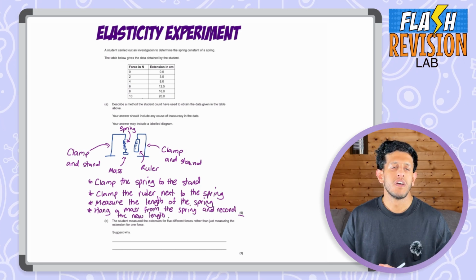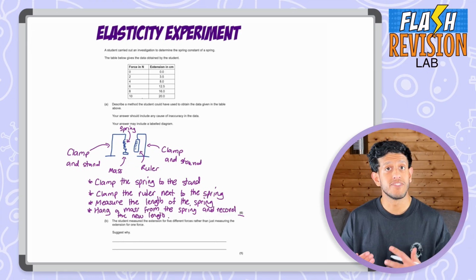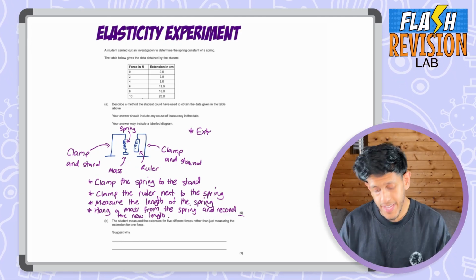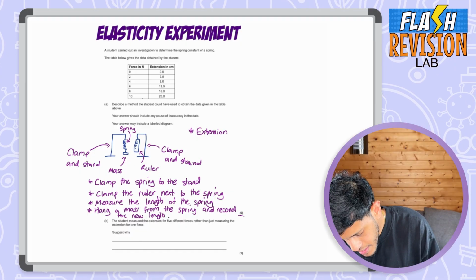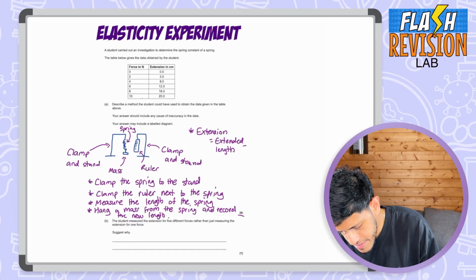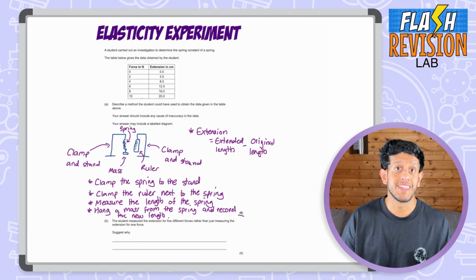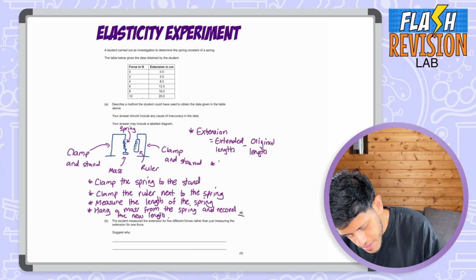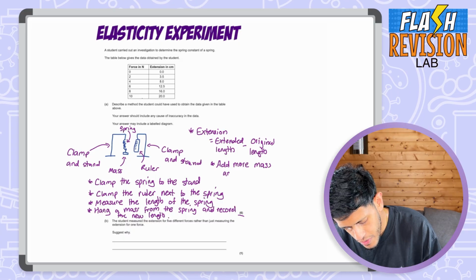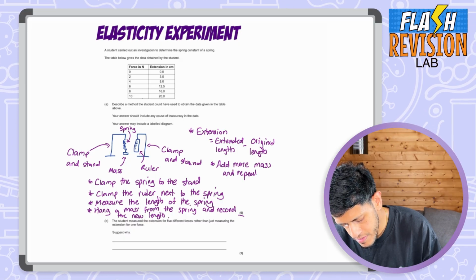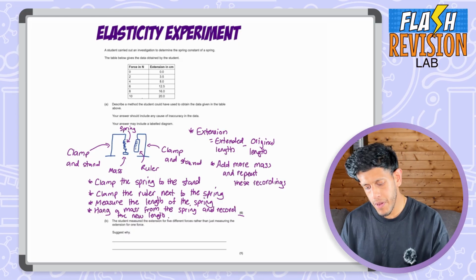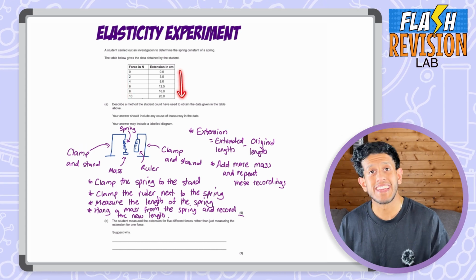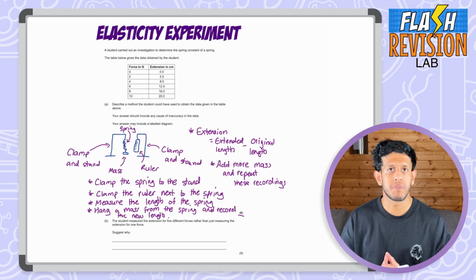So now we have an original length of the spring and then this new length. We're going to take away the 2 to work out the extension. So I'm going to say at the top here, extension equals extended length minus the original length. So we calculated the extension. So now the next thing is we're going to repeat that. So add more mass and repeat these recordings. So then we'll formulate a table like the one we have above with different amounts of force and their corresponding different extensions as well. So now we've shown how the experiment is going to work.